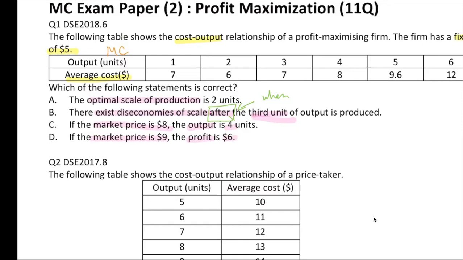Okay, in order to find out the outputs, we need to know the MCs, right? The average cost is not enough for us. So we have to calculate the MC. But before, sorry, how do we find the MC from the average cost? Multiply with output, then minus. Yeah, okay. That means we have to find the total cost.